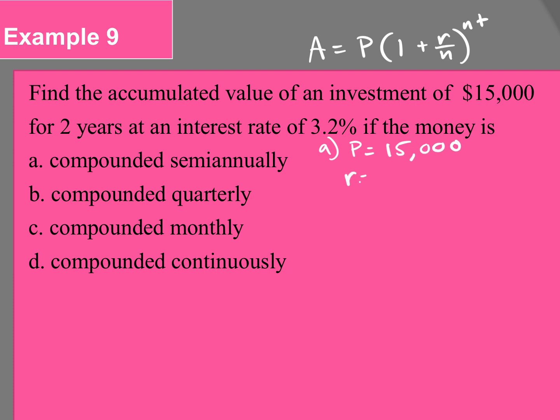What's our rate? The decimal version of our percent. So we got to move it twice. 0.032. Awesome, 0.032. And then what would N be if it's compounded semi-annually? N would be 2. And then how many years are we talking about? What's T? 2 years.